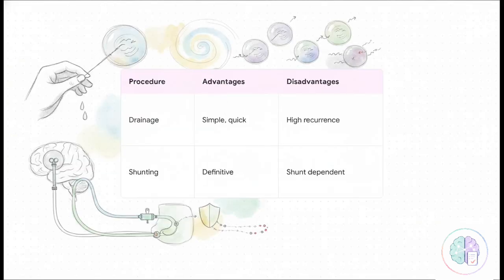First up on the list, simple drainage. We're talking needle aspiration or a burr hole. The upside, it's incredibly fast and easy. The huge downside, the recurrence rate is notoriously high, for both the cyst returning and the neurologic deficits coming right back with it. On the total opposite end, you could choose to shunt the cyst. Now this gives you a definitive low recurrence fix, but you're saddling your patient with lifelong shunt dependency and the ever-present anxiety of a foreign body infection.